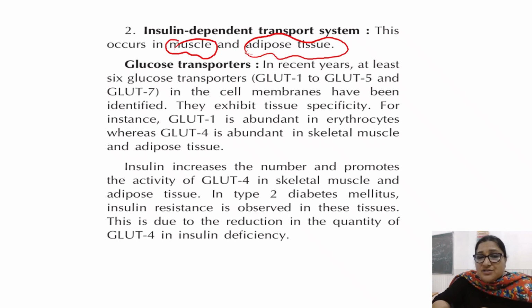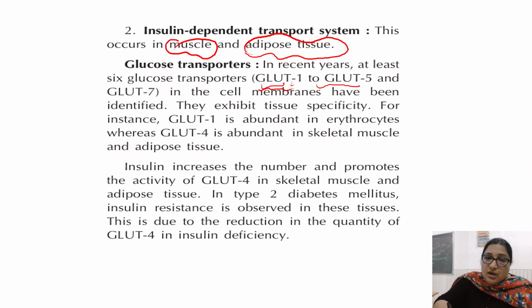So there are certain glucose transporters involved in this insulin dependent transport system as well. They may range from GLUT1 to GLUT5. GLUT is nothing but GLU for glucose and T for transporters. There are various types of glucose transporters, and you know why they are named differently, because they are present in different cells. GLUT1 is somewhere else and GLUT5 is somewhere else, and they exhibit tissue specificity.